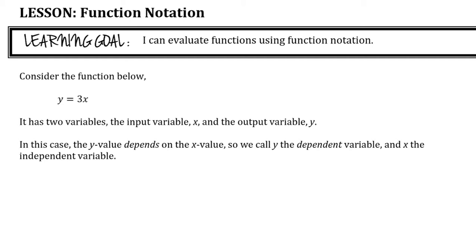Okay? So, it says, consider the function below. It has two variables. It has the input variable, which is x, and the output variable, which is y. And this is a straight line, so it would be a function. Okay? And what does it mean? I could do a little table of values here.